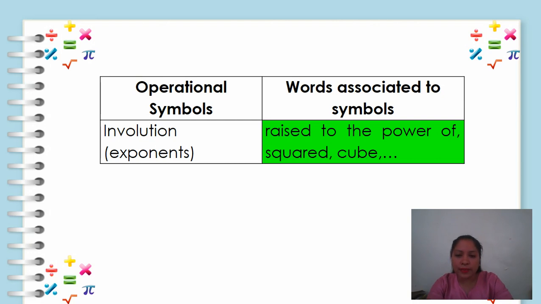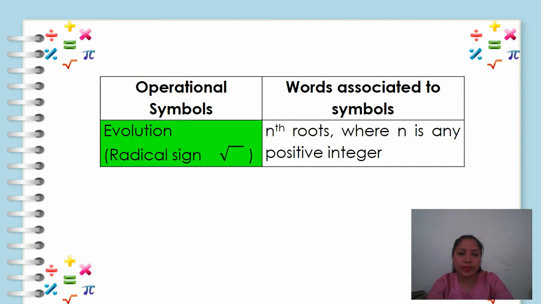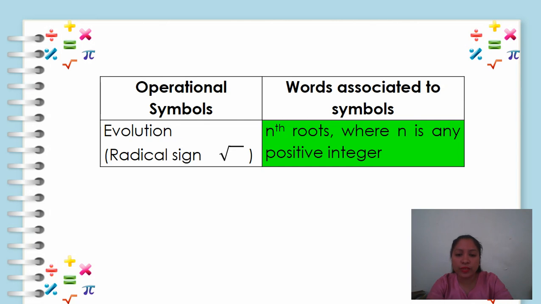Okay? Pag sinabi natin squared, you are going to multiply the base twice to itself. And then yung cube, 3 times mo naman i-multiply yung number sa kanyang sarili. Next, evolution, or the radical sign. And the words associated with the radical sign, we have nth roots, where n is any positive integer.